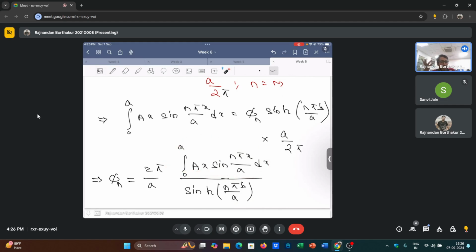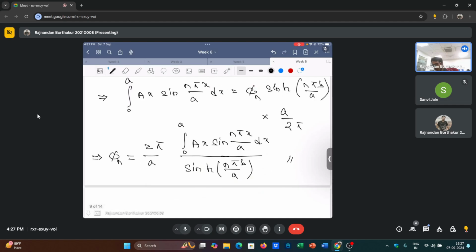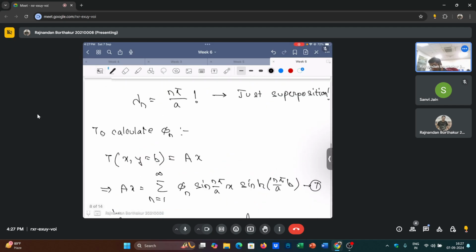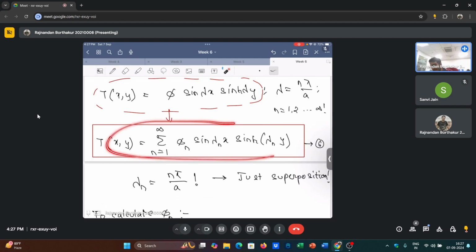You can simply use integration by parts to calculate this integration, which means you have uniquely determined what is phi n just by using the leftover boundary condition, that is the boundary condition on the top face, and using the orthogonality principle of the sine function. So this means you have determined phi n, and that's all that is left to be determined, right? Because your temperature, if you remember, T as a function of x and y was nothing but summation n equal to 1 to infinity. It was basically this. The only thing that was yet to be determined is this phi n, and that is something that we have determined.